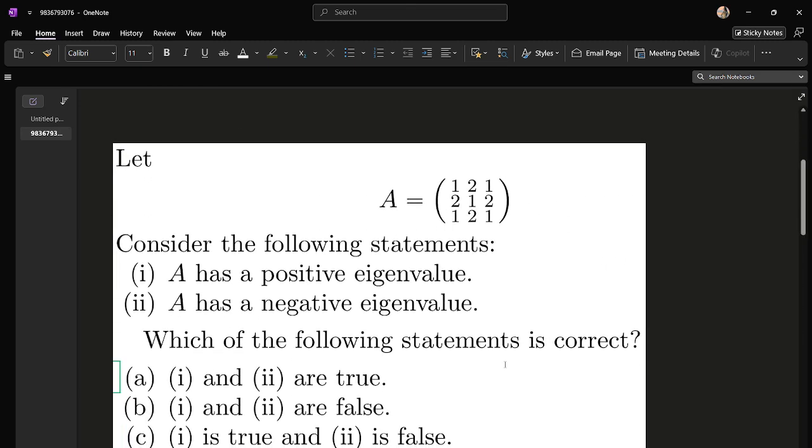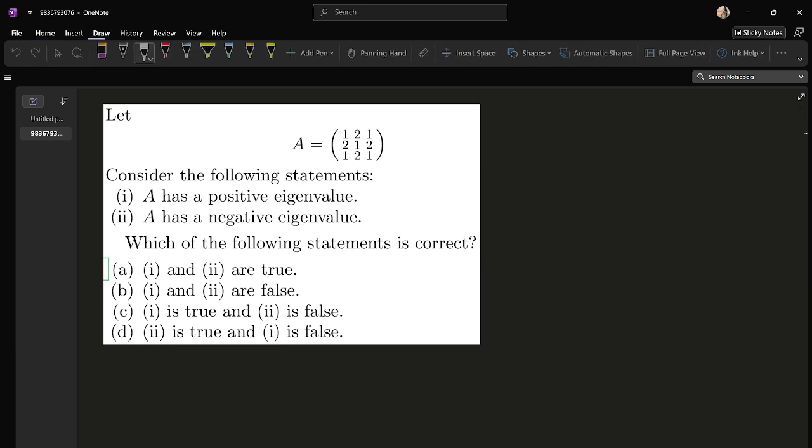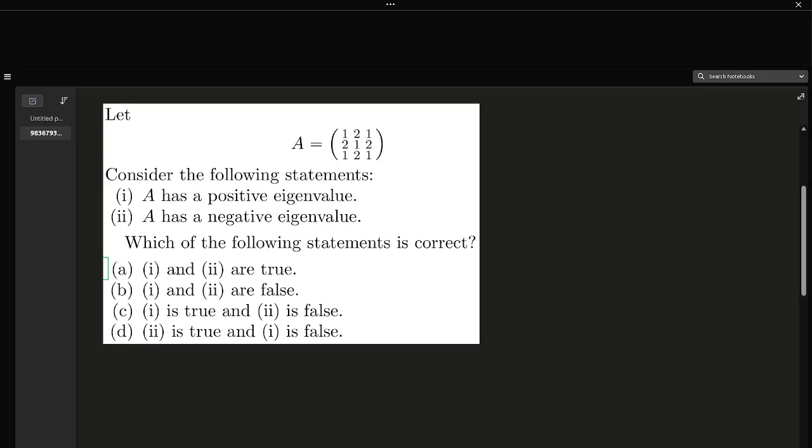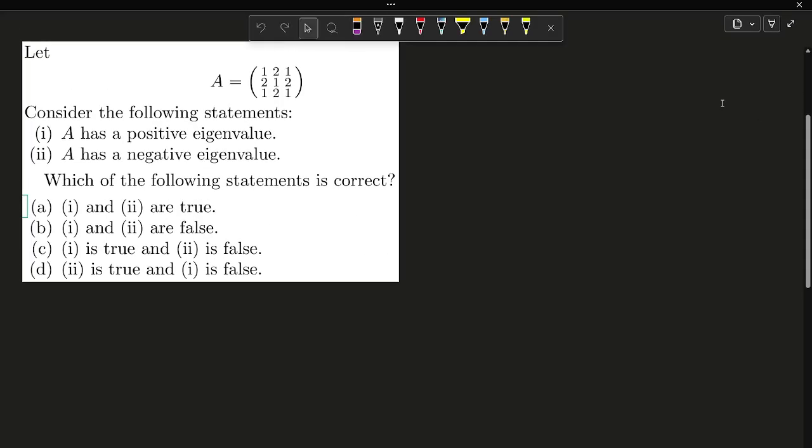Okay, so now we are solving TIFR GS 2025 questions. This question is about eigenvalues, and the question is this. Let A be the matrix with rows 1 2 1, 2 1 2, 1 2 1. Consider the following statements: option 1 says A has a positive eigenvalue, and option 2 says A has a negative eigenvalue. Which of the following statements is correct?